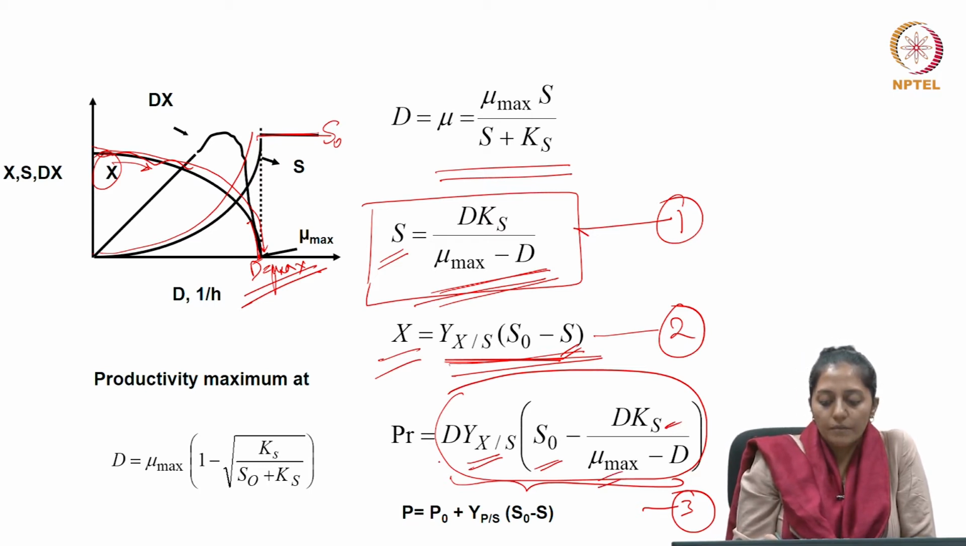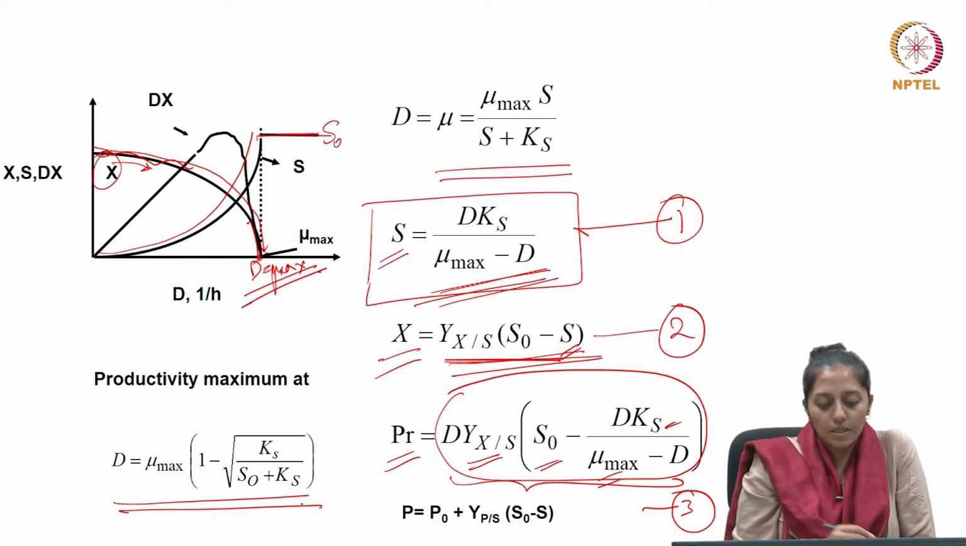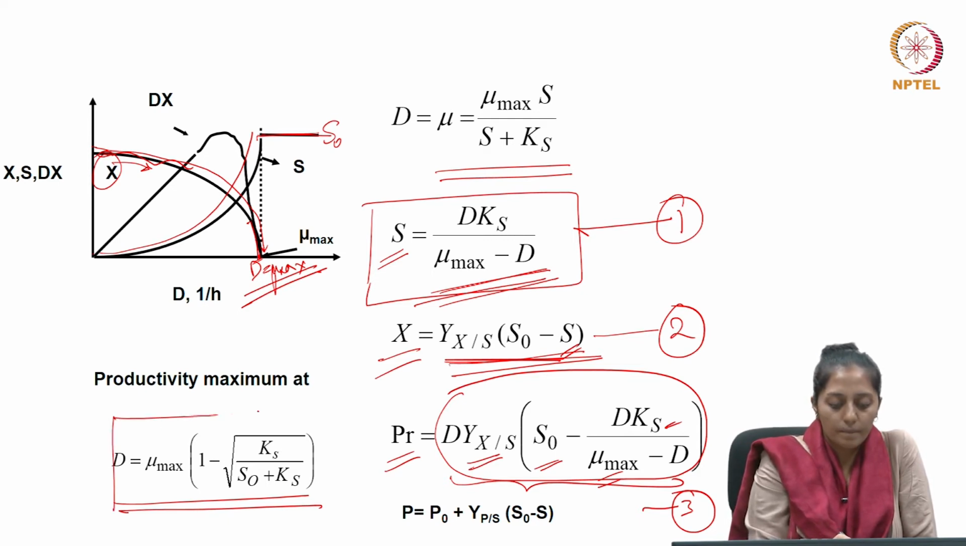So, if this productivity is now a function of D, and you want to find the maxima of this mathematical function, we will set its first derivative with respect to D as 0, and we will determine that value of D. That value of D turns out to be this.